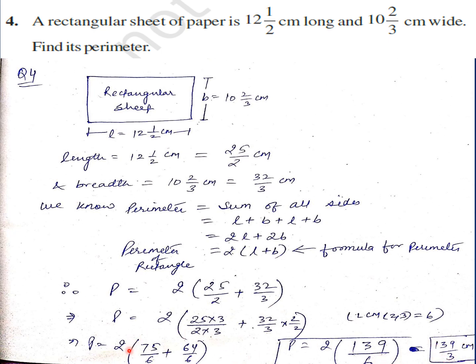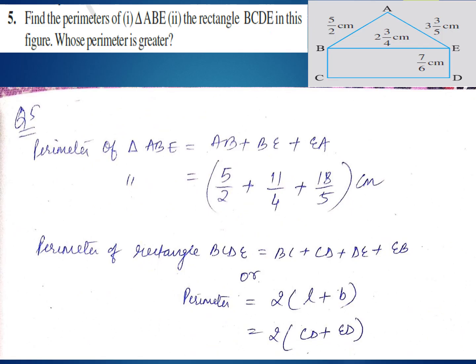Mind it, you can't cut this 2 and this 6 at this stage. At this particular stage, you can't cut 2 and 6 because this 6 is not below the complete number. It is only below 75. But in this case, this 6 is below the complete number. So you can cut it with 2. No issue. Okay.